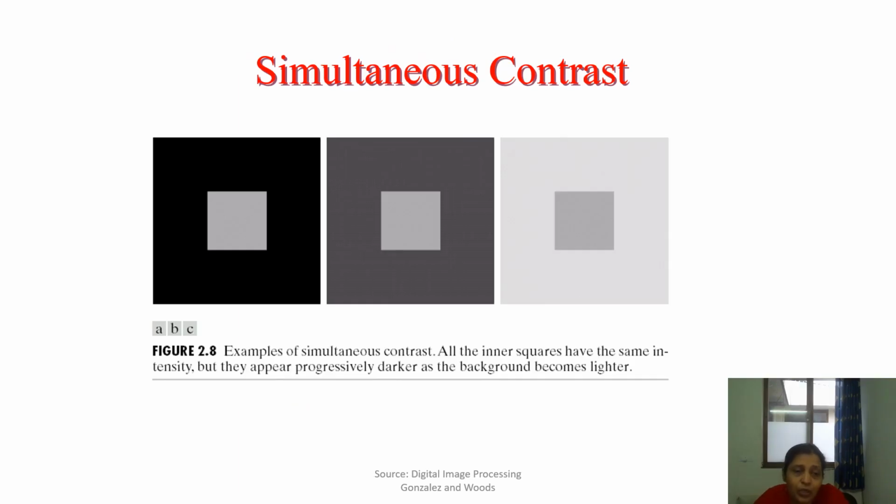Now here also, this is known as an example. These are the examples of simultaneous contrast. Now you can see the center part, or the center square. If you only see this, and if you actually check the values, they are exactly the same.